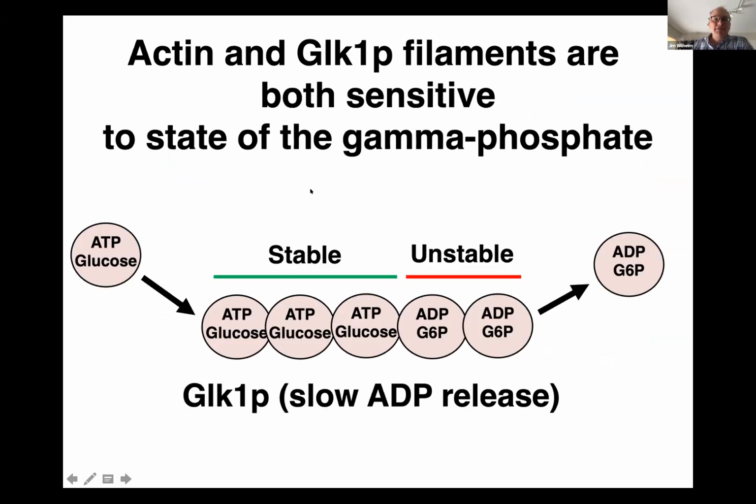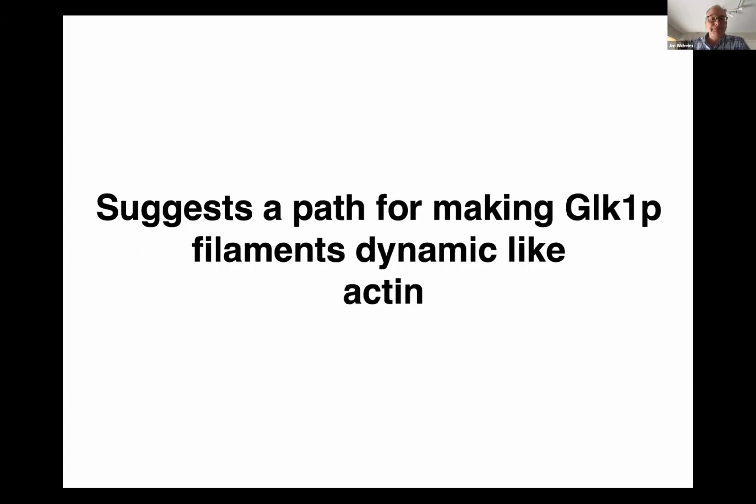Now, we don't know that the glucokinase filaments are enzymatically active. In fact, we suspect that they aren't, but if you were to build a glucokinase filament that was enzymatically active, you could, in theory, generate very similar types of dynamics, where an ATP glucose subunit bound and was stably forming filaments, and then the intrinsic enzyme activity would generate an ADP glucose 6-phosphate state. And we know that that doesn't support filament assembly, and it would fall apart. We've actively been exploring this, and I don't have time to get into that, but it suggests a path for making glucokinase filaments dynamic like actin. And we've made a fair amount of progress on this before the pandemic shut everything down.